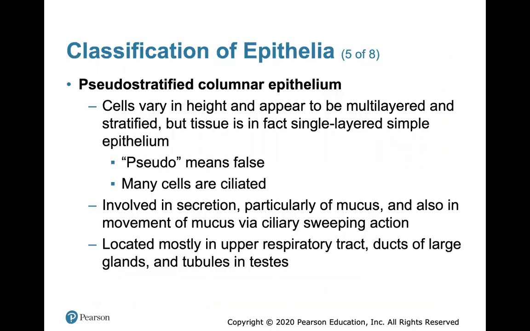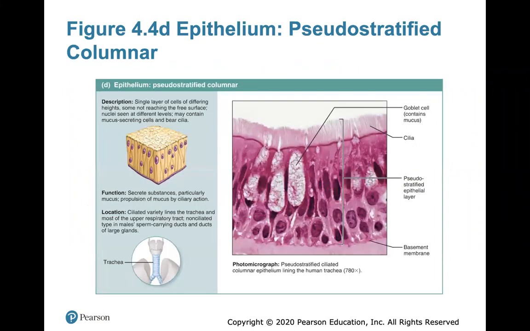Pseudostratified columnar. Pseudo means false. So it looks like it could be stratified, but it's actually still a single layer, a simple epithelium. Many cells will be ciliated. They're involved in secretion, particularly of mucus, and also in the movement of mucus via the ciliary sweeping action. They're located in the upper respiratory tract, the ducts of large glands, and tubules of the testes.